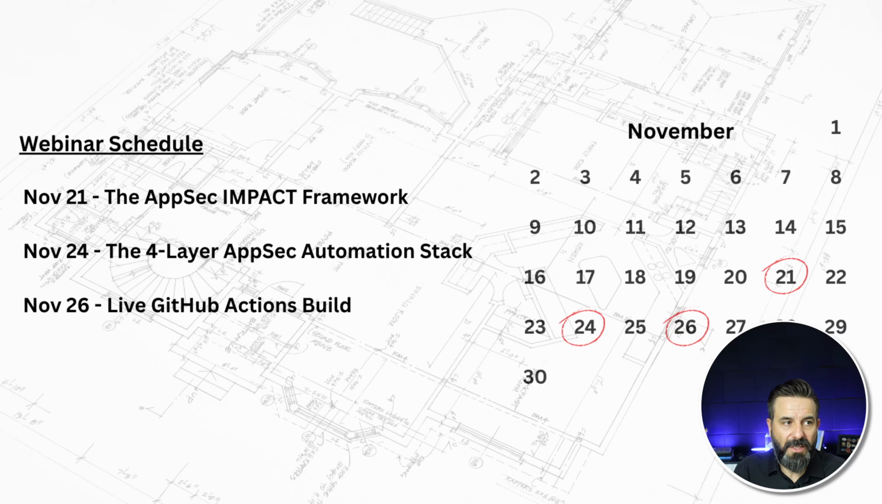Okay. So that's pretty much it. Just a reminder, we've got two more webinars coming up after this. The first is the 4-layer AppSec automation stack, where we're going to talk about my favorite free and open source tools that you can use to start building out automations that run the scans and the checks that you want to run, and do it automatically. And then finally, the third one, next Wednesday, is going to be all about how to build those into GitHub Actions. We're going to actually dive into how to build GitHub Actions.